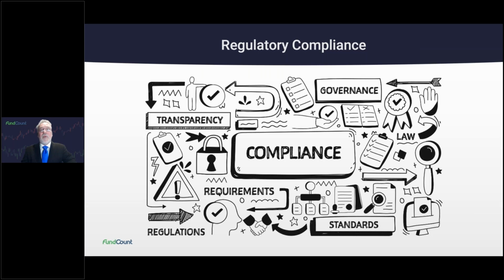So let's look at compliance. As we know, the regulatory environment for alternative funds is complex and ever evolving. Administrators must comply with various regulations, such as the recent private fund advisor rules. Ensuring that data is reported accurately and in a timely manner to meet these requirements is a significant challenge.